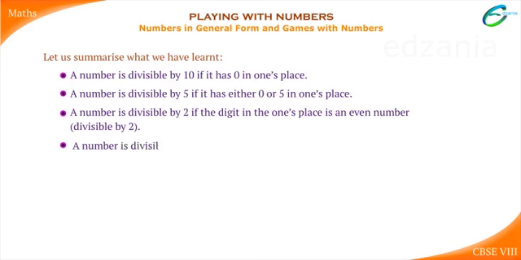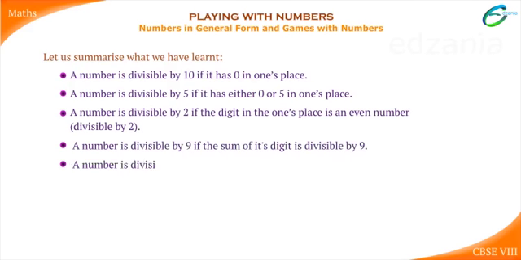A number is divisible by 9 if the sum of its digits is divisible by 9. And a number is divisible by 3 if the sum of its digits is divisible by 3.